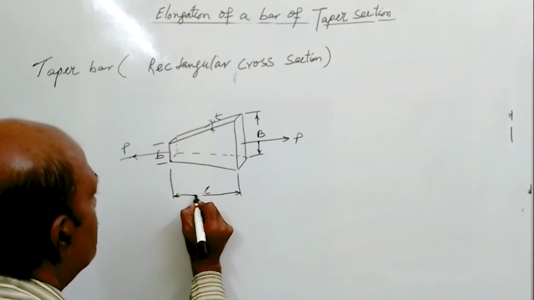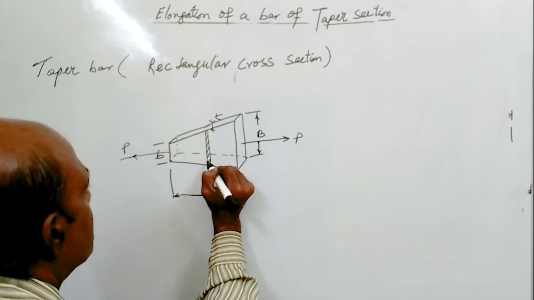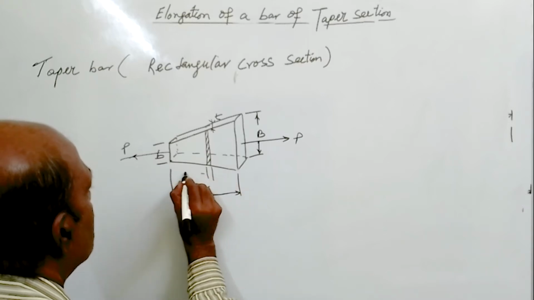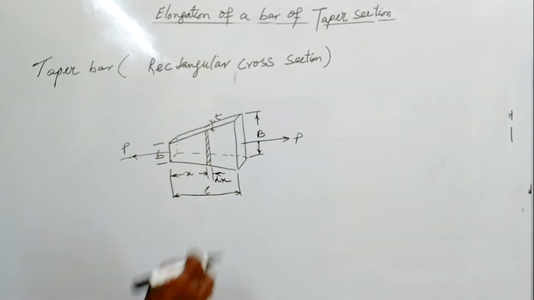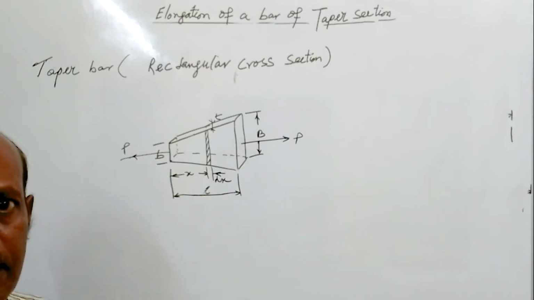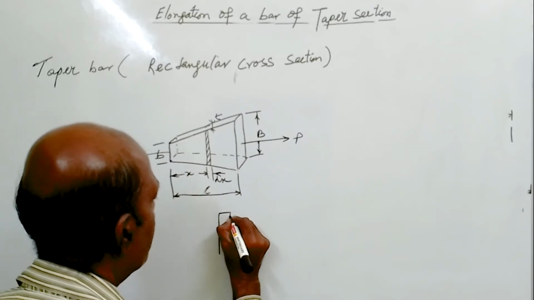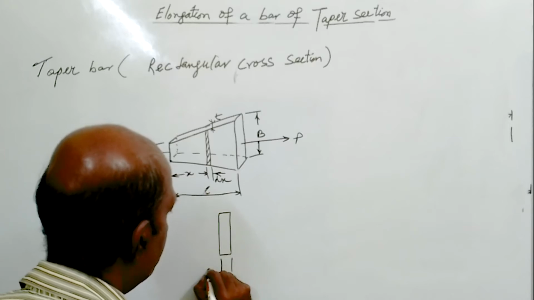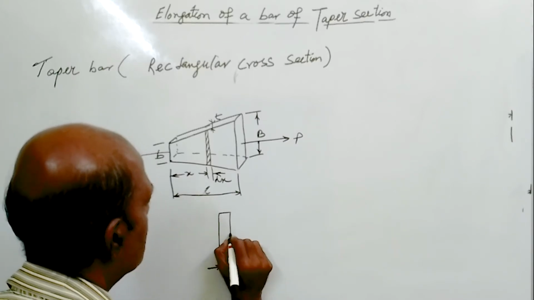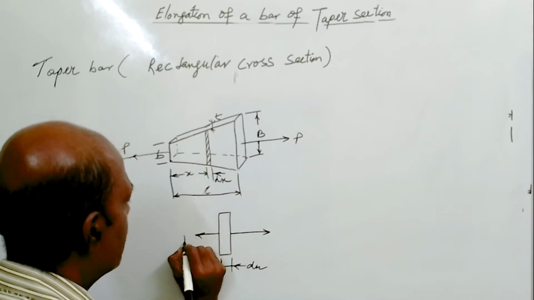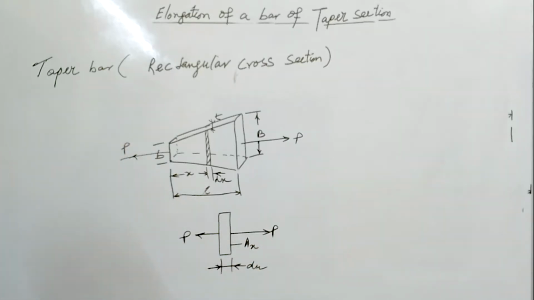Now consider an element of thickness dx at a distance x from the left end. So dx is the thickness of this element of the taper bar at a distance x from the left end. Now if we draw this element, the elemental length is dx. The force acting on the element is P, because all the elements are under the same load P, and say the area of cross section of the element is Ax.